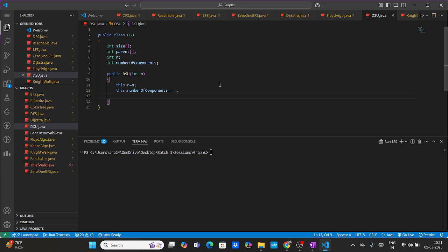Now size equals to n plus 1, just for the safe side, because sometimes the question asks you from 1 to n rather than from 0 to n minus 1.